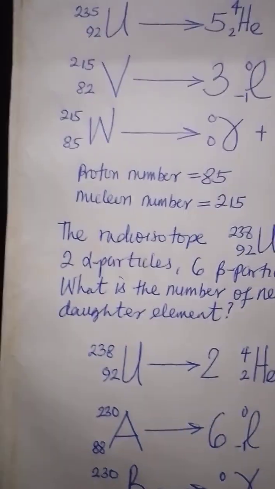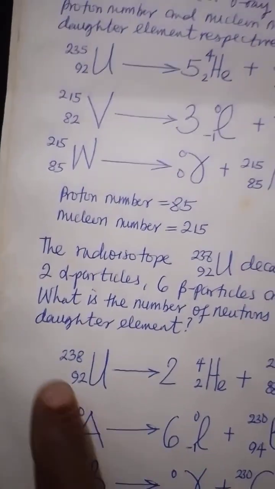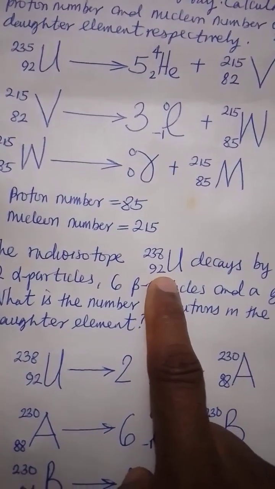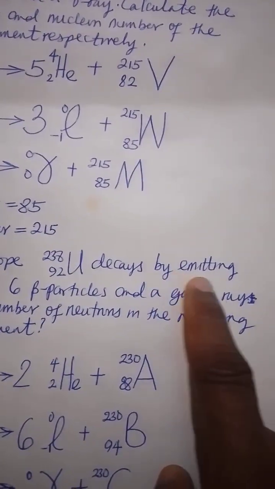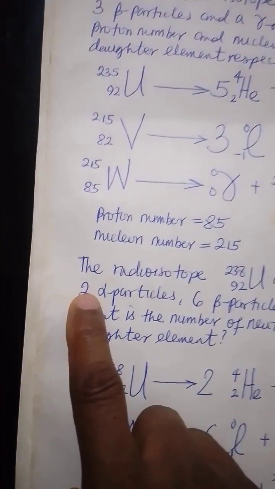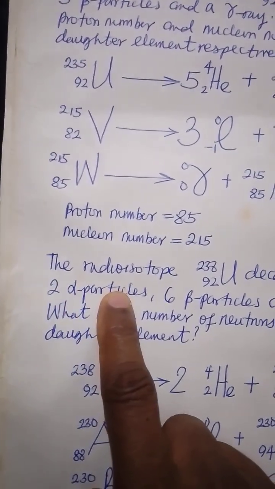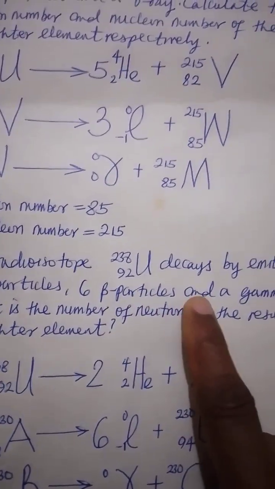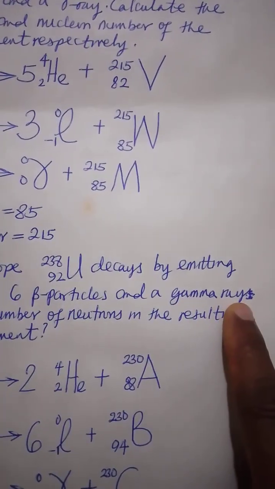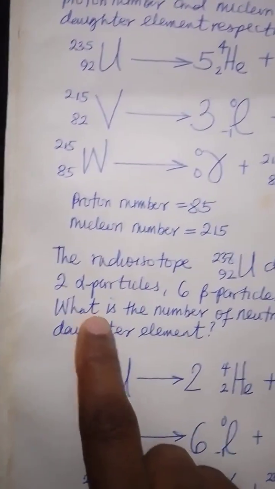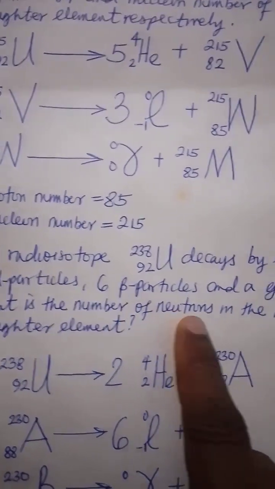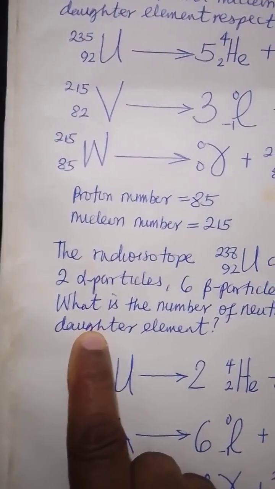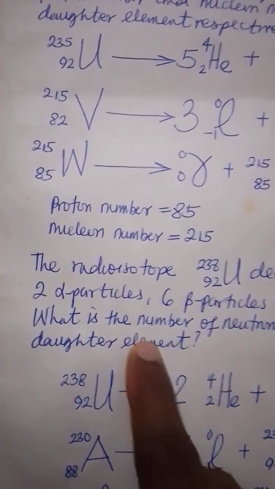A radioactive isotope, uranium-238 92, decays by emitting 2 alpha particles, 6 beta particles, and a gamma ray. What is the number of neutrons in the resulting daughter element?